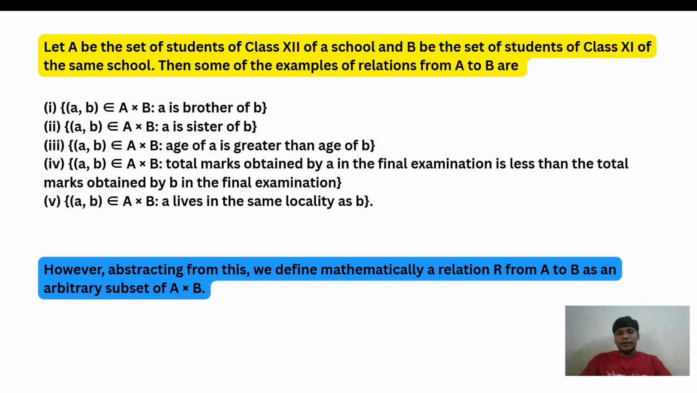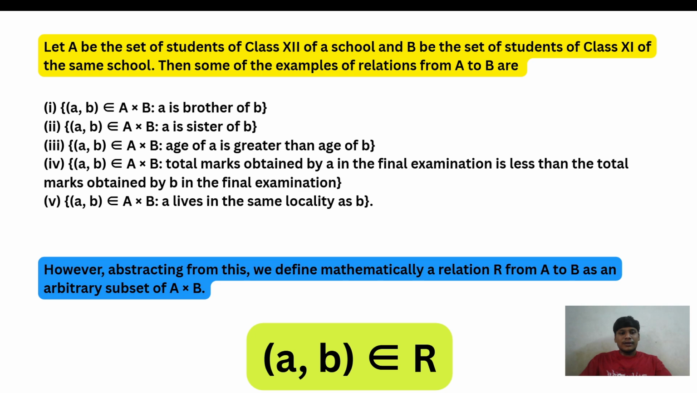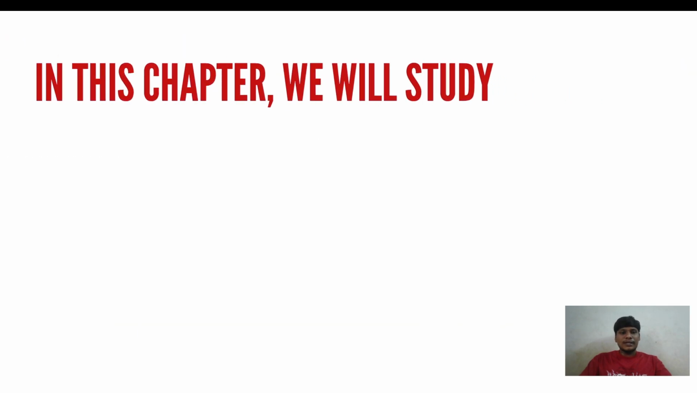However, abstracting from this, we define mathematically a relation R from A to B as an arbitrary subset of A cross B. As we saw earlier, the relation would be a subset of A cross B. So we can denote that subset as (A, B), like we denoted in the four or five cases before, where (A, B) is a subset of A and B. So we can denote it like (A, B) belongs to R. So that's all about the introduction.